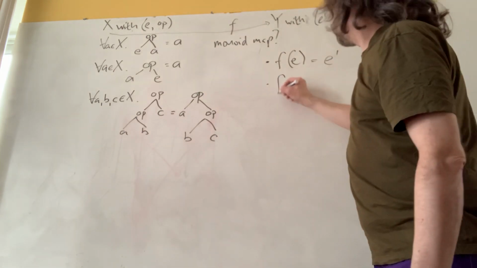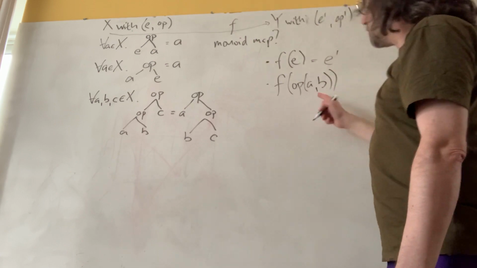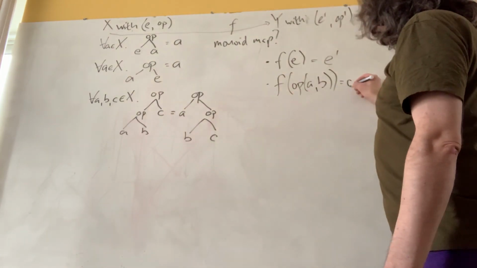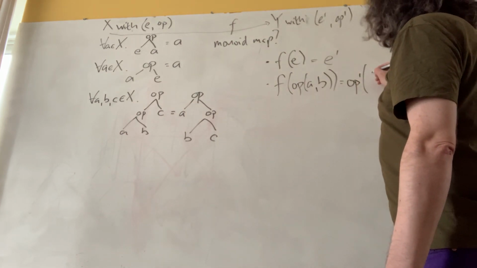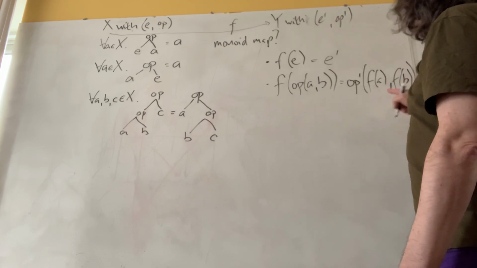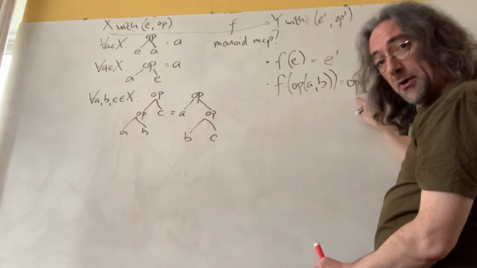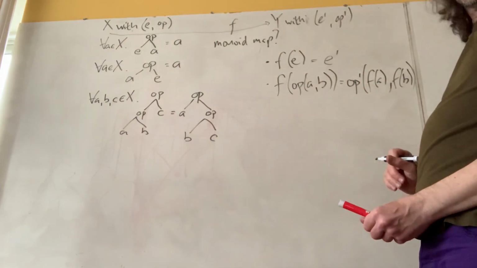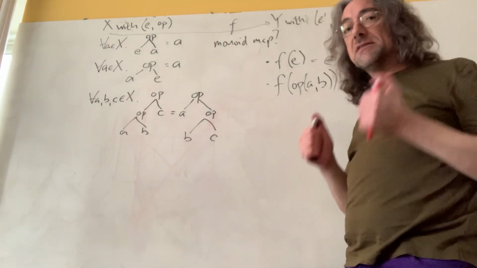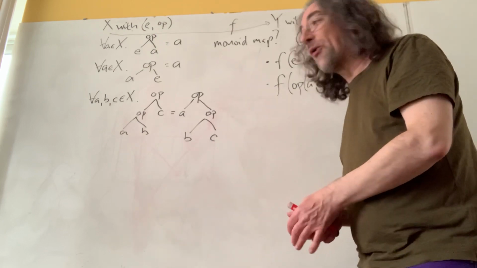And it has to be the case that if you combine two things in the source monoid and then f the answer, you could have f'd the question, transferred both values from X to Y, and then combined them with op prime. These things have to work out the same. What does that give you? Well, it gives you that f preserves whole calculations, whole pictures.